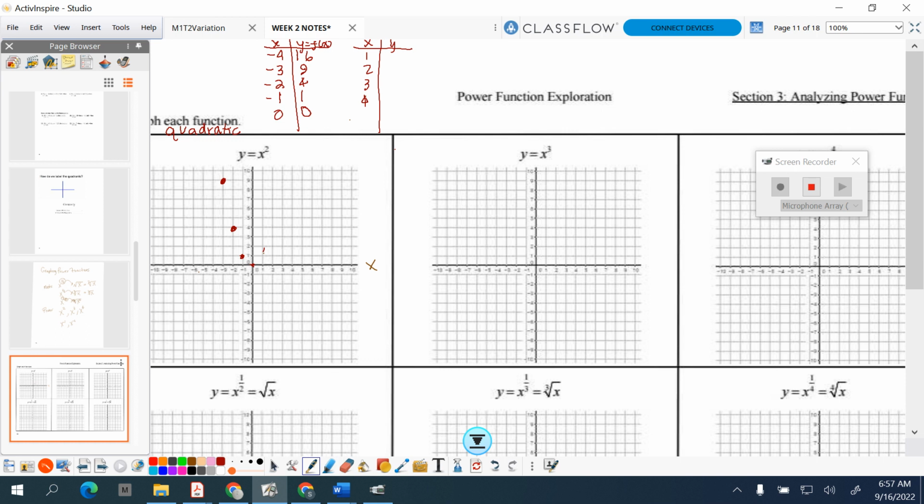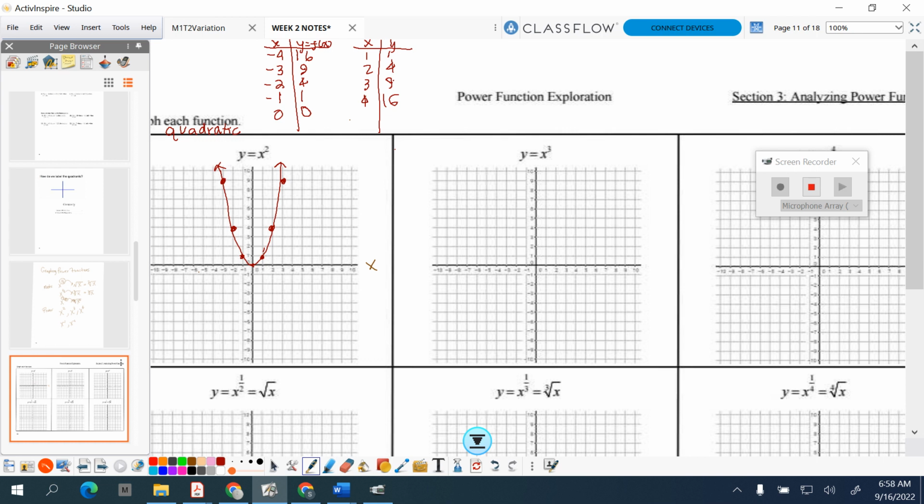So I have 1, 4, 9, 16. So 1, right 2 up 4, right 3 up 9. And as I can see, this curve that we create here is symmetric. It folds on top of the other. So quadratic functions are even functions, typically in this form.